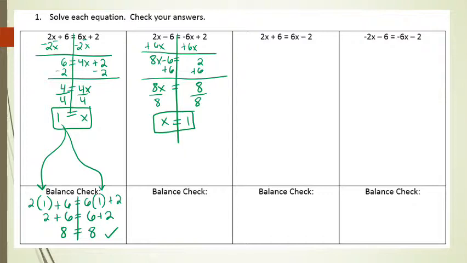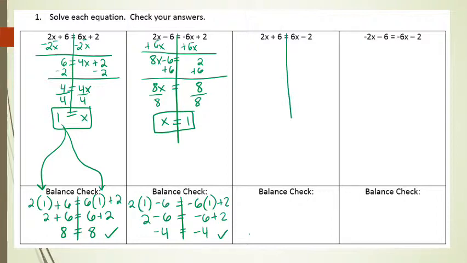So let's do a balance check and make sure it really works. 2 times 1 minus 6 equals negative 6 times 1 plus 2. So notice again, there's 2 x's in the original equation. I have to plug it in twice. So 2 times 1 is 2 minus 6. Negative 6 times 1 is negative 6 plus 2. And so I get negative 4 on one side and negative 4 on the other. Check.